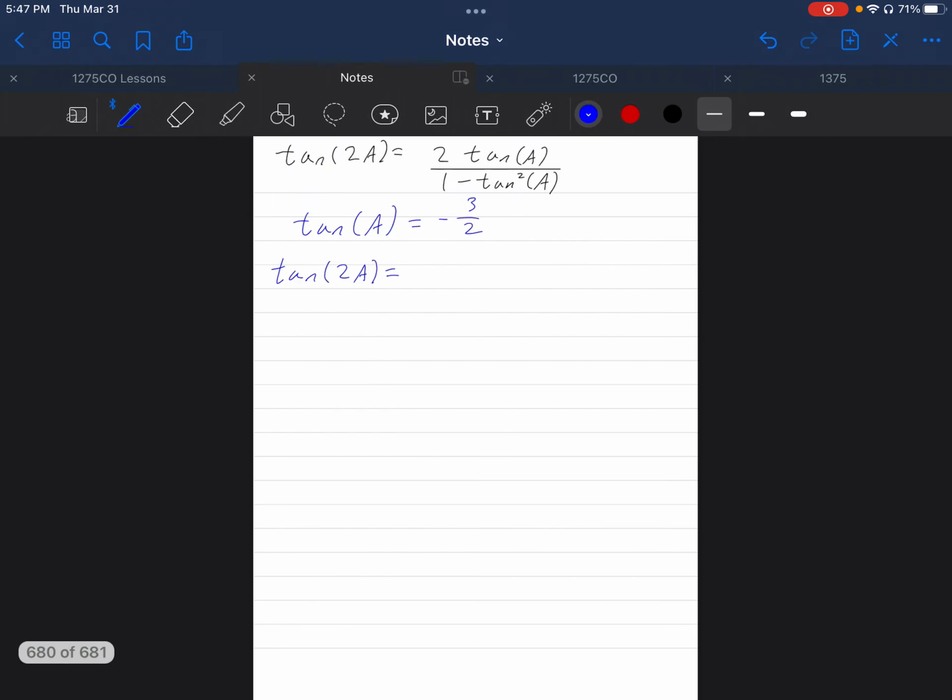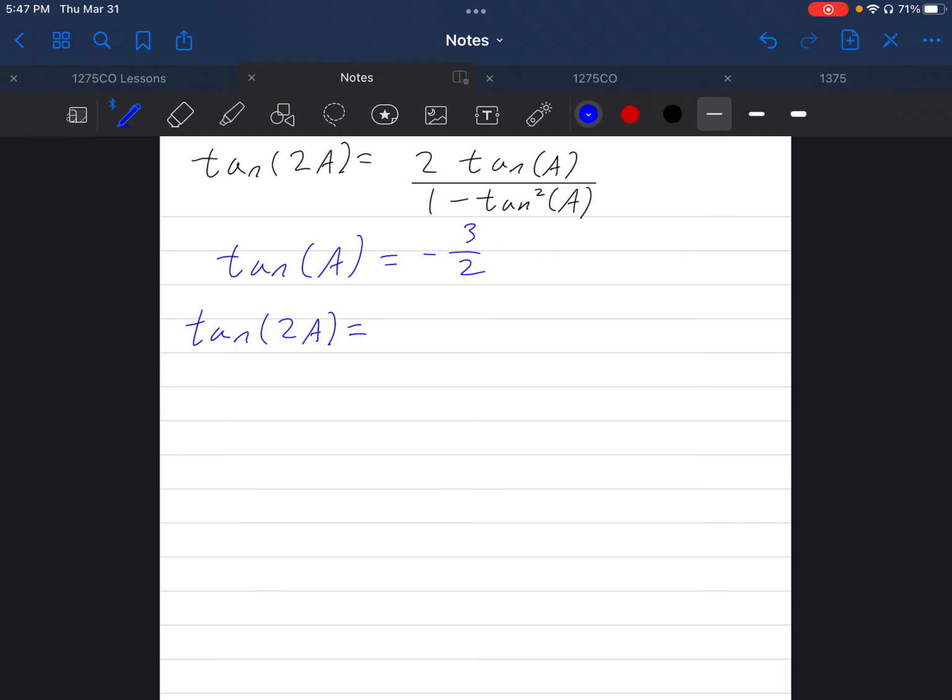Last up is the tangent double angle formula. That's going to be 2 tangent of a on top, 1 minus tangent squared a on bottom. And tangent of a, we didn't really need to calculate because remember the problem gave it to us, negative 3 over 2. So let's go ahead and plug right in. That's 2 times negative 3 over 2 divided by 1 minus negative 3 over 2 raised to the second power. Twos cancel out, so the numerator is equal to negative 3.